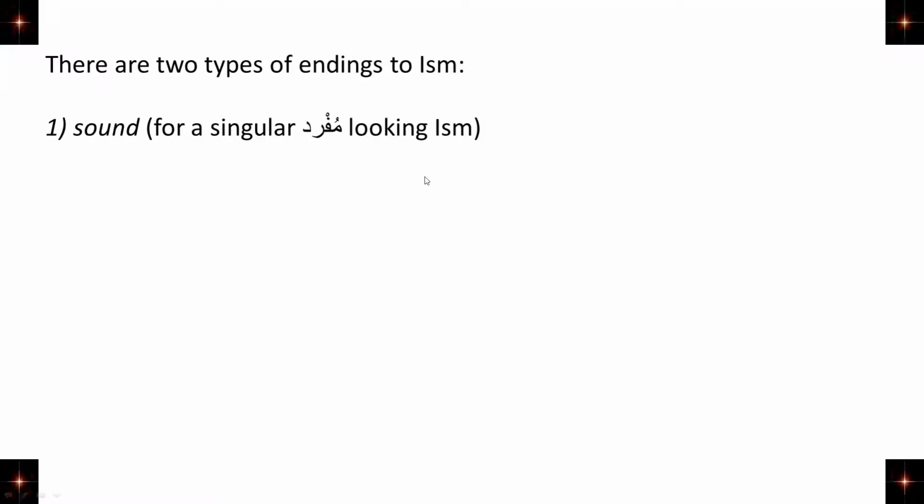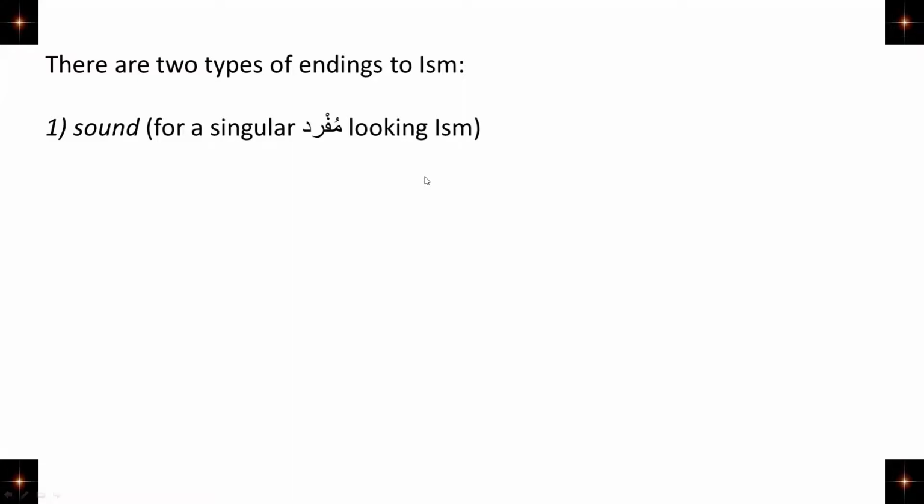Now, why did I say a singular looking, not a singular ism? Singular looking, because not only the singular words are having the ending sounds. So when I say sounds, I mean u, a, e. Generally, what we learn is that the singulars would be having the ending sounds, and the pair and plurals would be having the ending combinations.